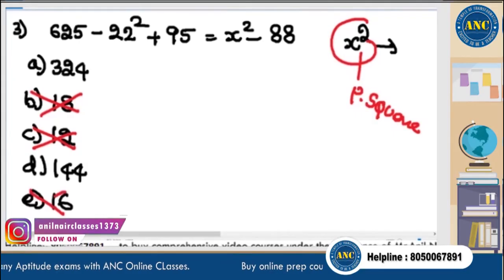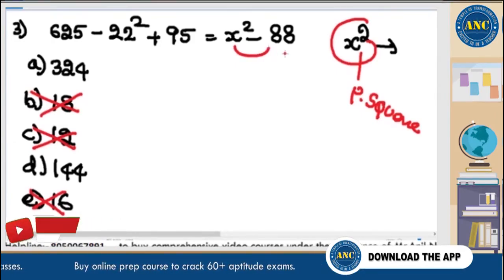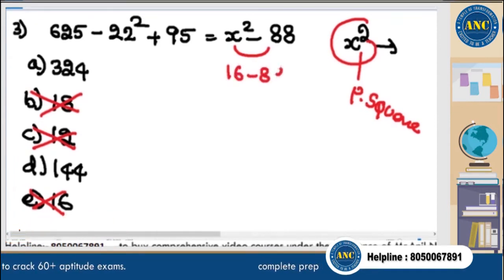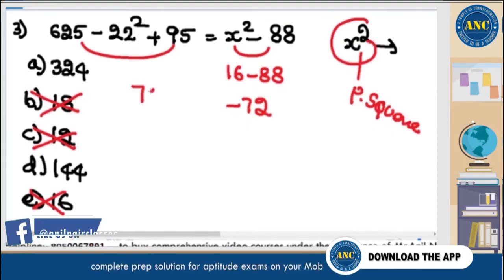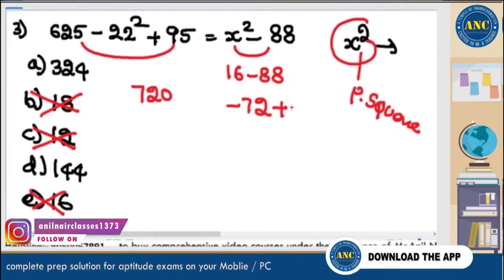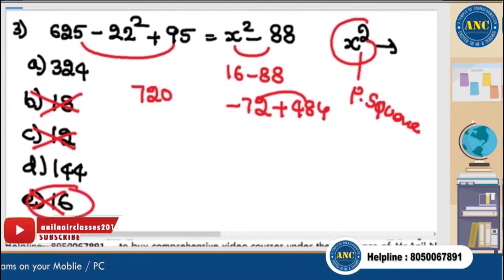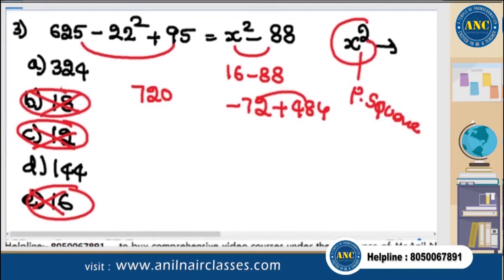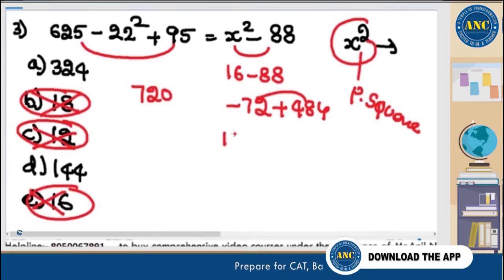16 cannot be subtracted from 88. I will get 16 minus 88, I will get minus 72. So 625 plus 95 is 720 minus 22 square. If it comes, the value is not matching. This is also not matching. This is also a perfect square, which never ends with 2, 3, 7 or 8. Suppose if you do x square 144, try to check it out.